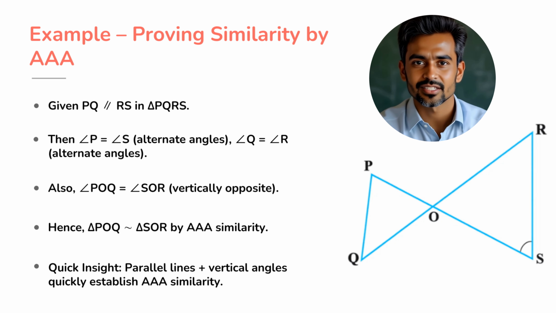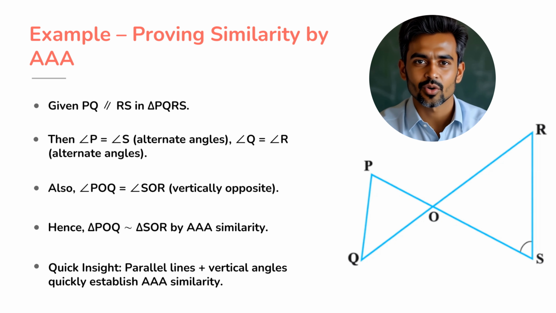But wait, there's more. Angle POQ is equal to angle SOR because they are vertically opposite angles. We see how angles formed across the point where two lines intersect are always equal, just like two opposite corners of a book, always aligned. Now here comes the magic.